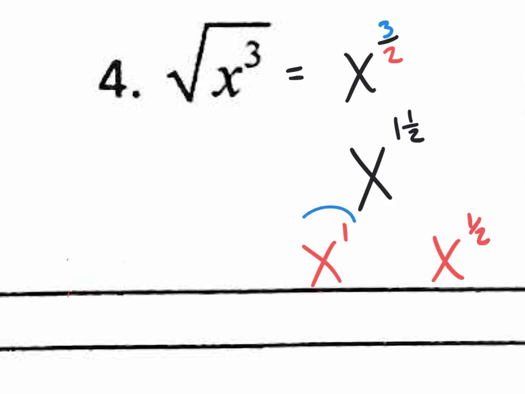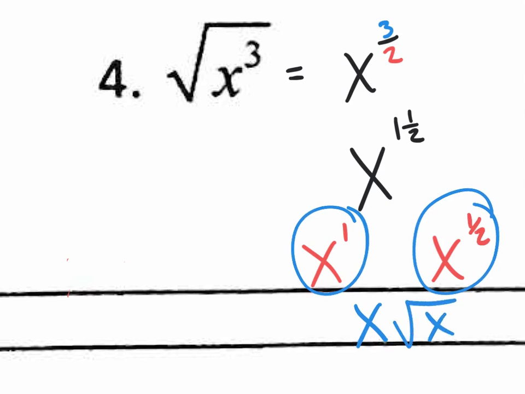So what is x to the 1? That's just x. And what is x to the half? Well, if you can't really do it, might as well rewrite it back in radical form, square root of x. We know that the power of 1/2 is a square root of x. So there's your answer for the square root of x to the third.